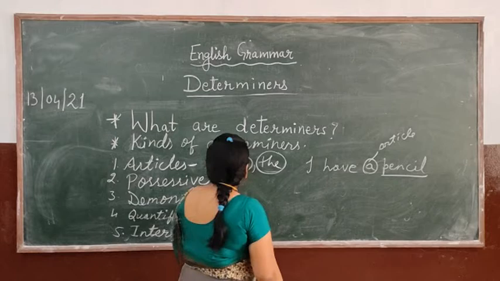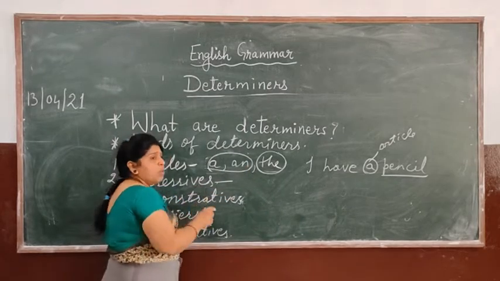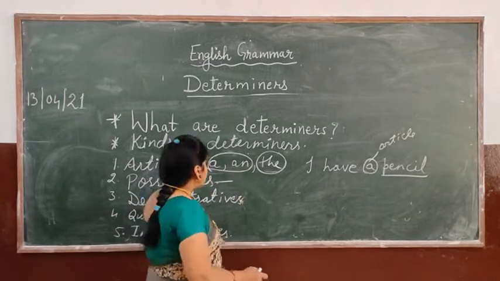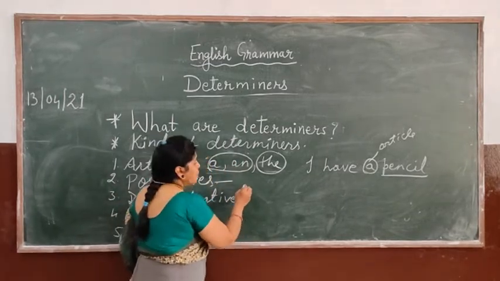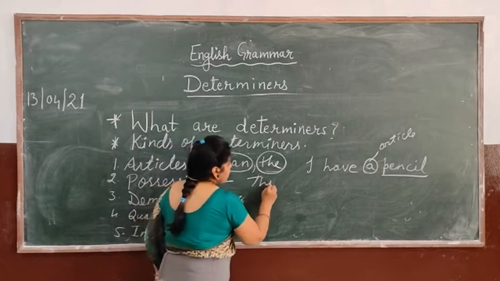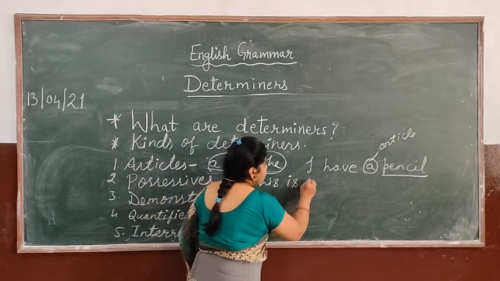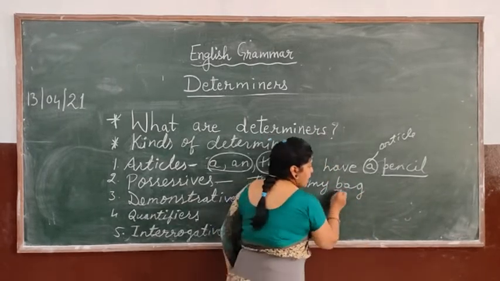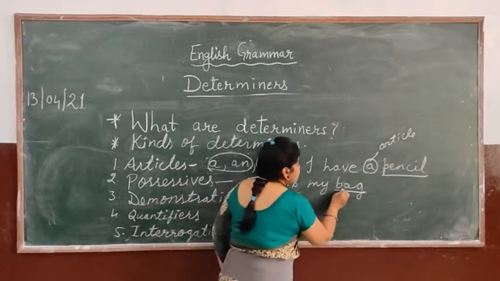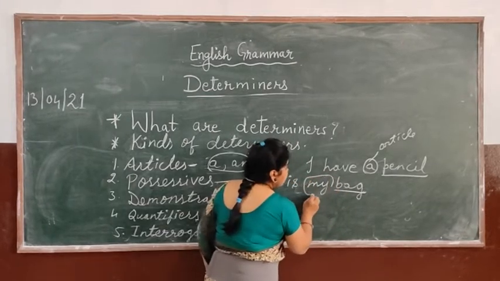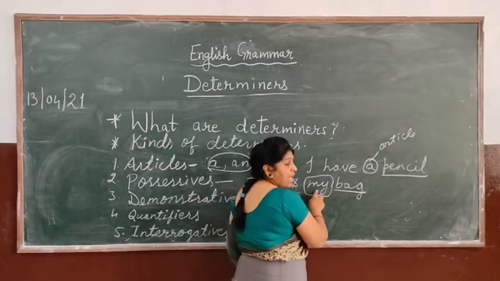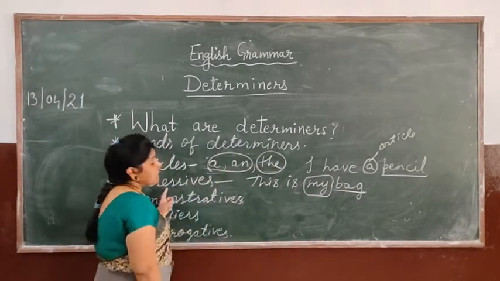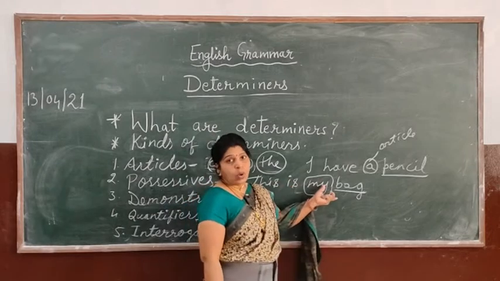Clear? Now the next one is possessives. What are these possessives? Possessive means ownership. I'll take an example so the things will be more clear to you. Suppose that this is my bag. See here. Bag is a noun, right? And just before the bag, my is used. This my is showing the ownership. Clear? So, possessive means possession, ownership.